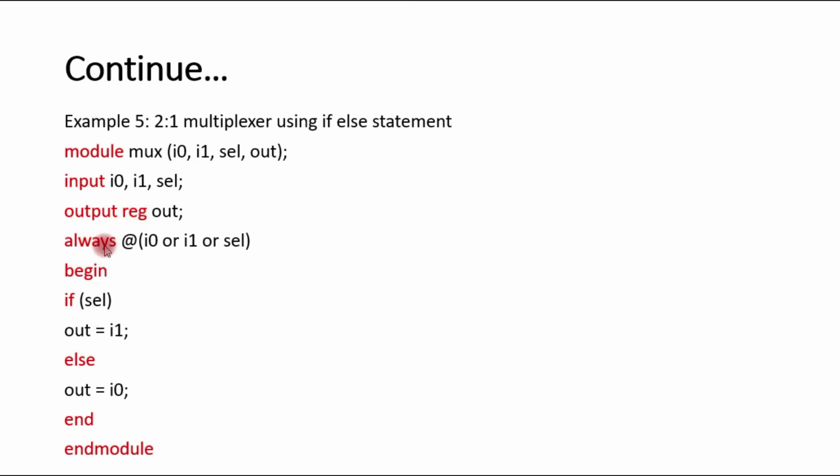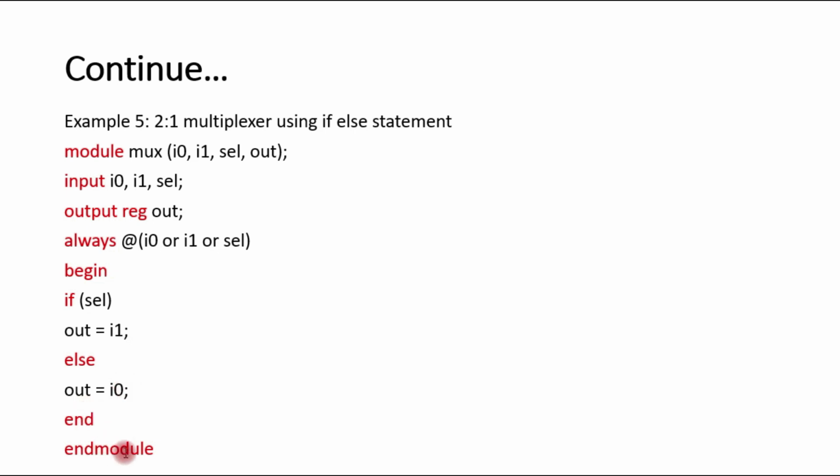And then procedural block, that is always block, always @ I0 or I1 or sel. If there is any change in input variables, then these statements will be executed. Begin if sel. Condition is given here, sel. If this condition is true, it means when sel is at logic 1. If sel is not equal to 1, then out equal to I0. This expression will be executed, and then endmodule.